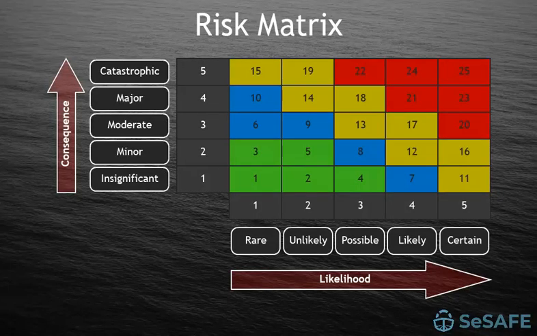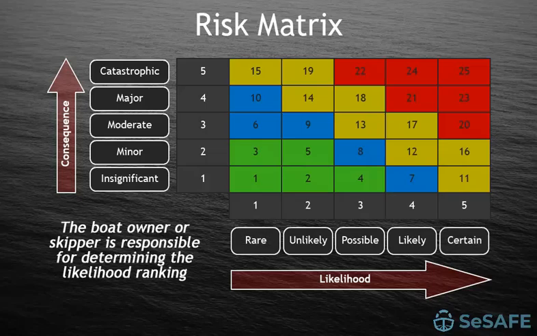In the risk matrix, the likelihood of an accident occurring ranges from rare to certain. As the boat owner or skipper is responsible for the safety of all on board, and the boat, they are the ones who determine the likelihood ranking for a particular accident. In this way, the matrix is personalized to suit the boat and intended fishing operation. The consequence of hazard ranges from insignificant to catastrophic, and it is the boat owner or skipper who identifies the consequence of the hazard.